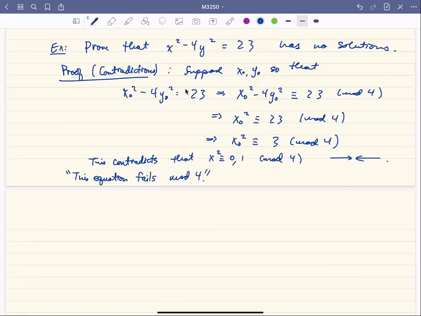So this idea of modular arithmetic is seemingly nowhere in sight when we're talking about how to determine integer solutions here. But it turned out to be useful anyways. Okay, so the jargony way to say this is that this equation fails mod 4, therefore it has no integer solutions.